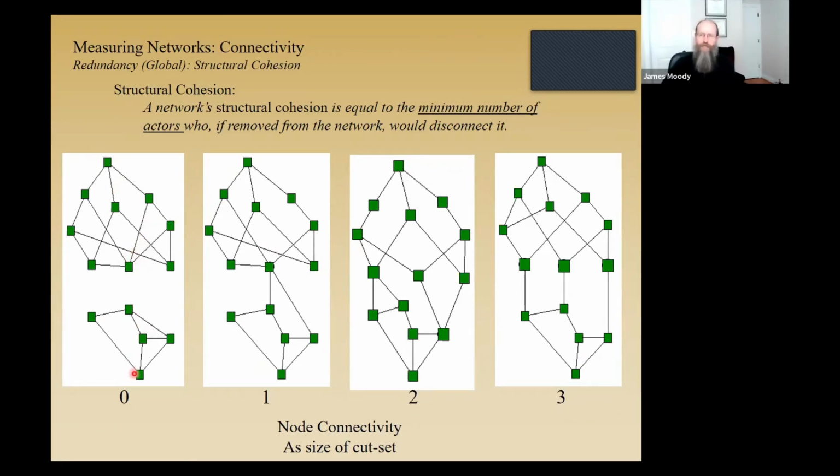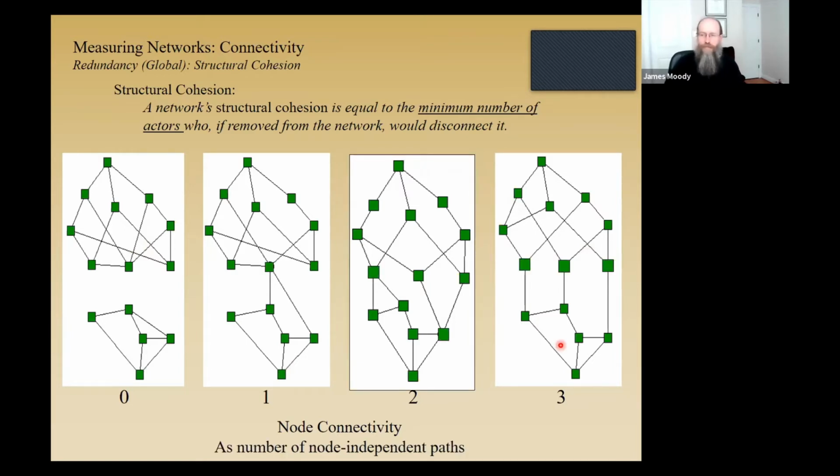We see at the bottom, as we move over, this network is one connected. There's a single node that if I removed it would disconnect the graph. This network is bi-connected. That is, there are two nodes that if I remove them would disconnect the graph. And this network is three connected. There are three routes that I can get to it. And you can see how this works, right? If I were to remove these red nodes, it would disconnect the graph.